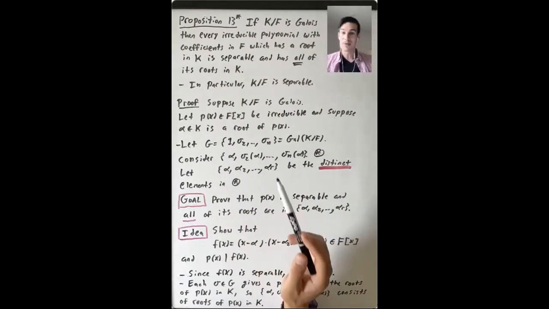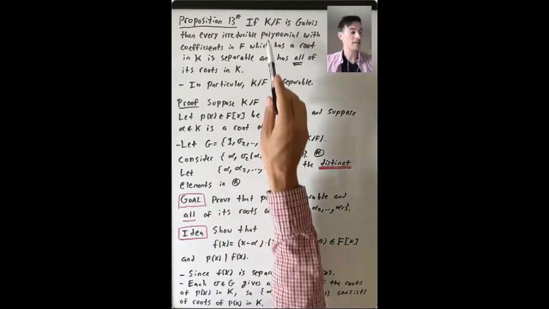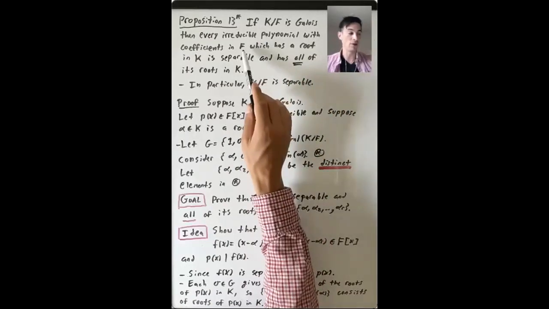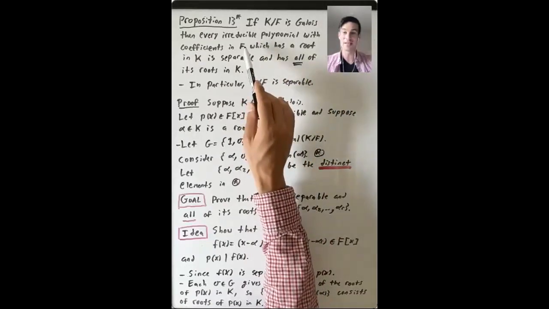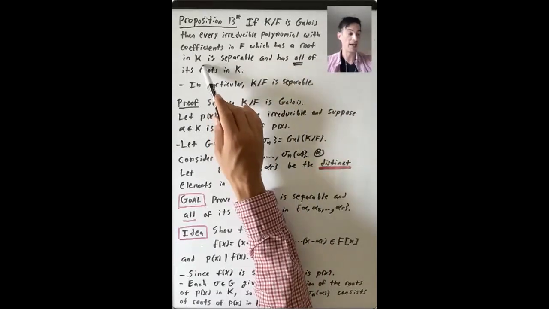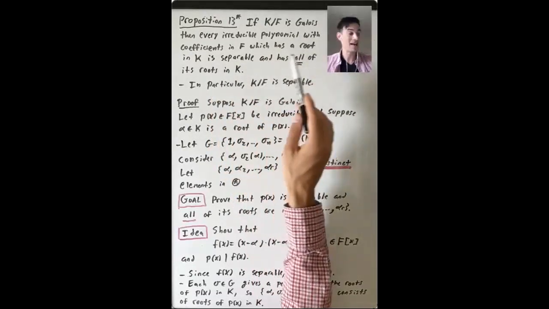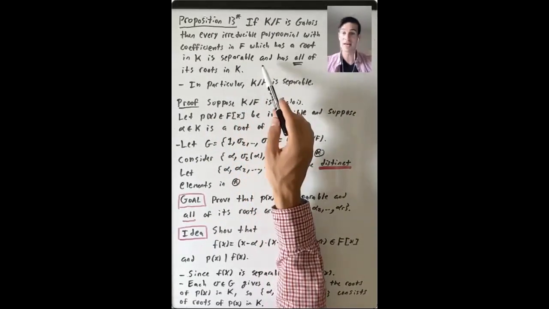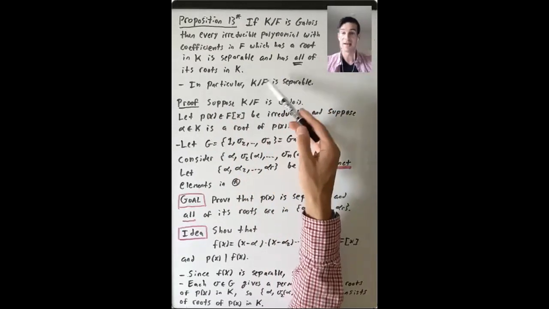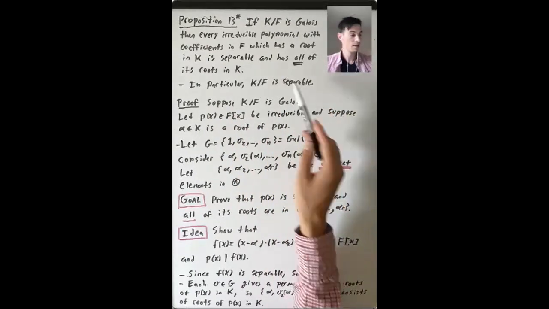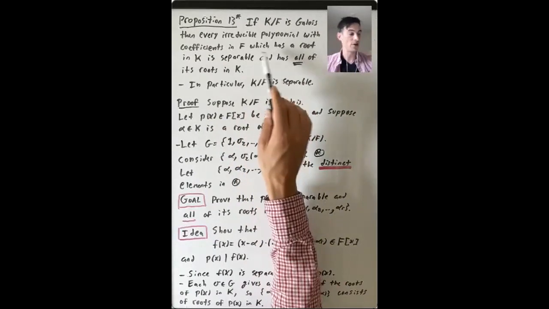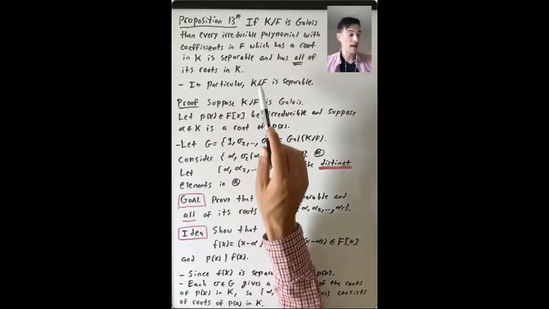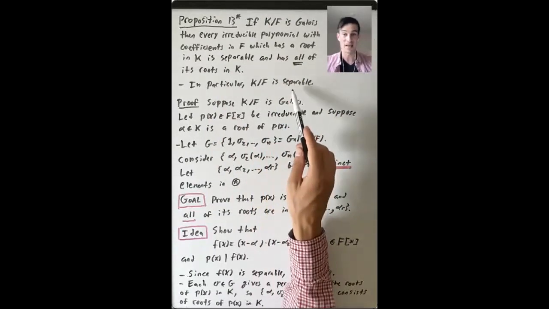So the piece that I want to prove here is that if K over F is Galois, then every irreducible polynomial with coefficients in F, which has a root in K, is separable and has all of its roots in K. So as long as the polynomial has one root in K, it has all of its roots in K. It splits completely in K. Okay, so if every irreducible polynomial with coefficients in F that has a root in K is separable, that shows that K over F is separable.